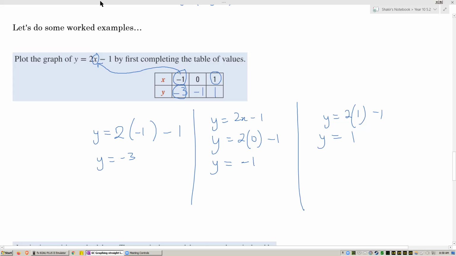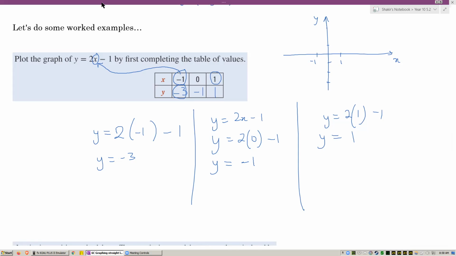Now that I've got my table of values, I can start drawing my graph. So I'm going to draw a graph like this, and then I will do -1, 0, 1. I'm going to leave it there for the time being. Now for the y-axis, I will need from -3 to 1 at the minimum. So -1, -2, -3. I'm writing the x and I'm writing the y. And I will need 1 over here as well.